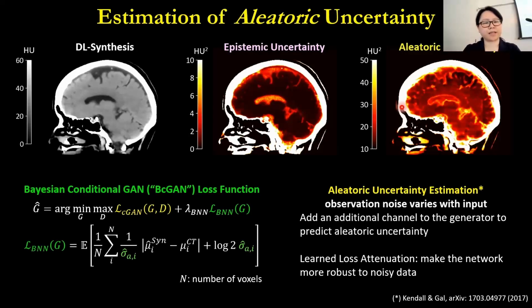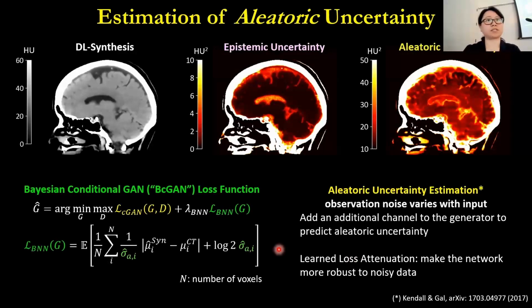And we follow the work by Kendall and Gal to estimate the aleatoric uncertainty by replacing the L1 loss in this objective function with the Bayesian NN loss, which is the one shown here. And we have the aleatoric uncertainty, sigma A, actually squared, but this equation is correct. So we estimate this sigma A by adding an additional channel to our generator for the prediction.